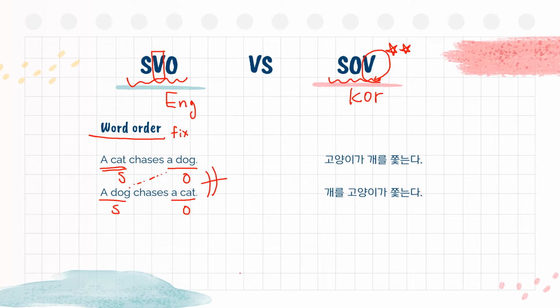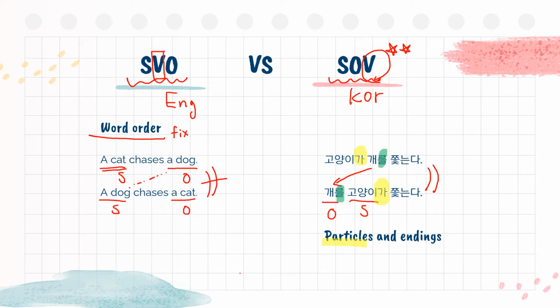On the other hand, Korean has more flexible word order. So even if I change the word order, 개를 고양이가 쫓는다. The subject is still the cat, and the object is still the dog. And we can easily identify subjects and objects in sentences. How? Because of the particles we have. Here, 가 is the subject particle, which shows us what a subject is. And 를 is the object particle, which shows us what an object is.